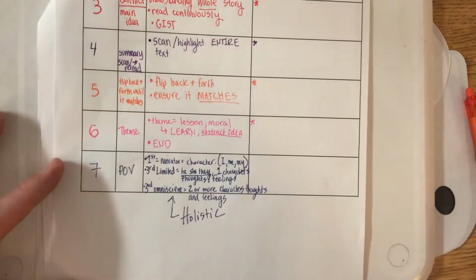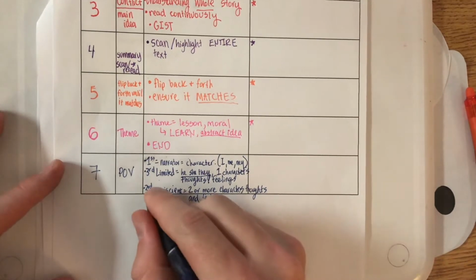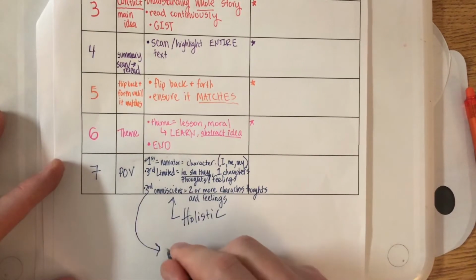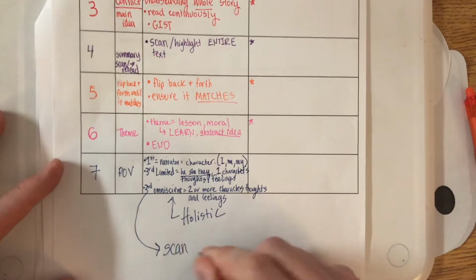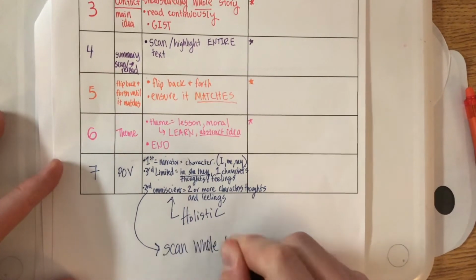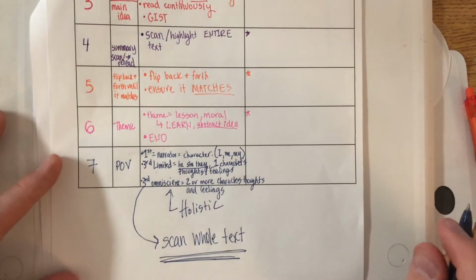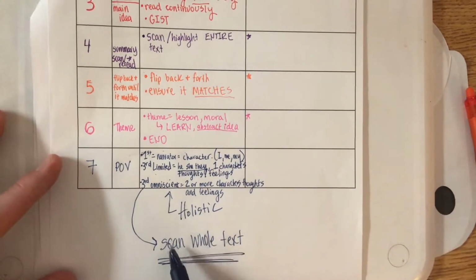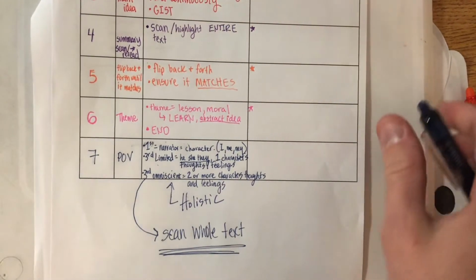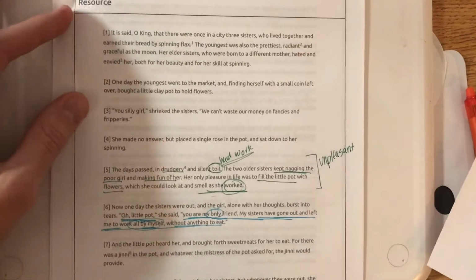So when you have this type of question, I know you're running out of room, but good thing you've got blank space underneath. You need to scan the whole text. This is probably what you didn't do if you got this question wrong. You need to scan the entire text. Now, that doesn't mean you reread the whole thing, but you need to scan and be looking for those indicators.